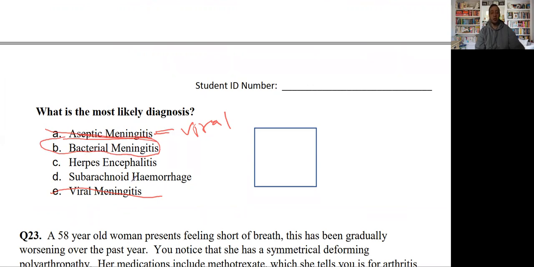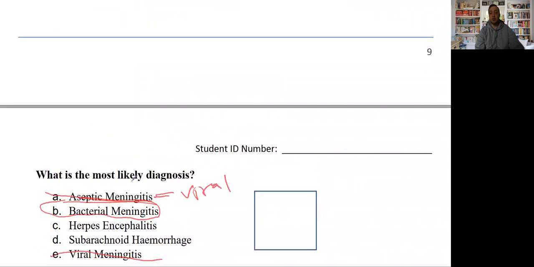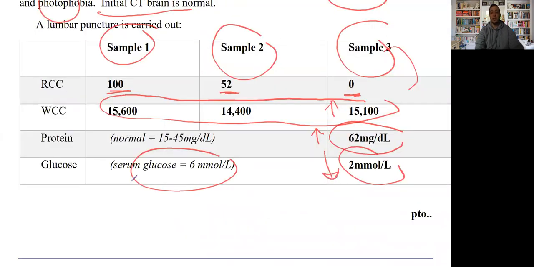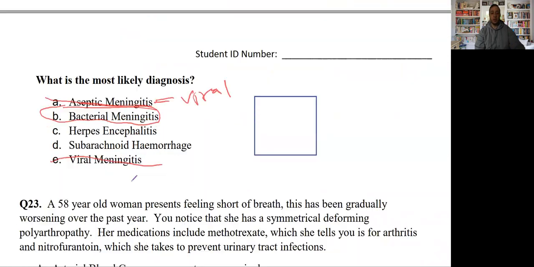And subarachnoid hemorrhage is unlikely, because in subarachnoid hemorrhage you will find red cell count in a significant amount in the sample. So this is question number 22.